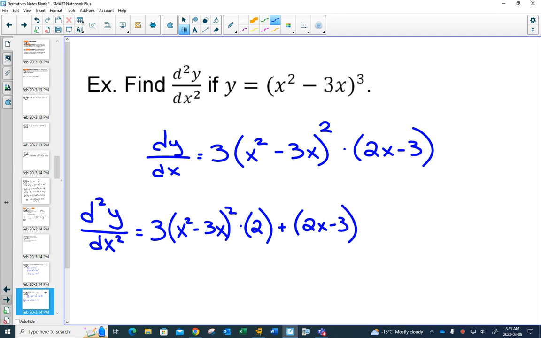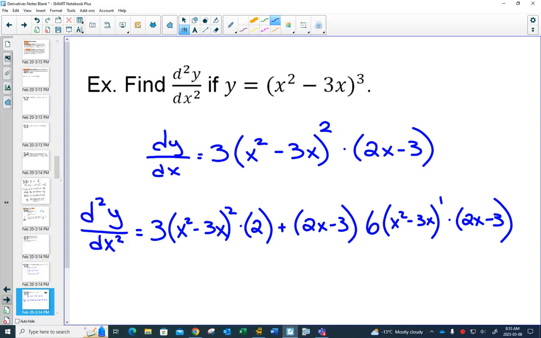the first one, and the first one is a chain rule. Outside function is the square, so this 2 comes out in front. Subtract 1 from the exponent. Keep the inside the same. Multiply by the derivative of the inside function. And this would be the second derivative.